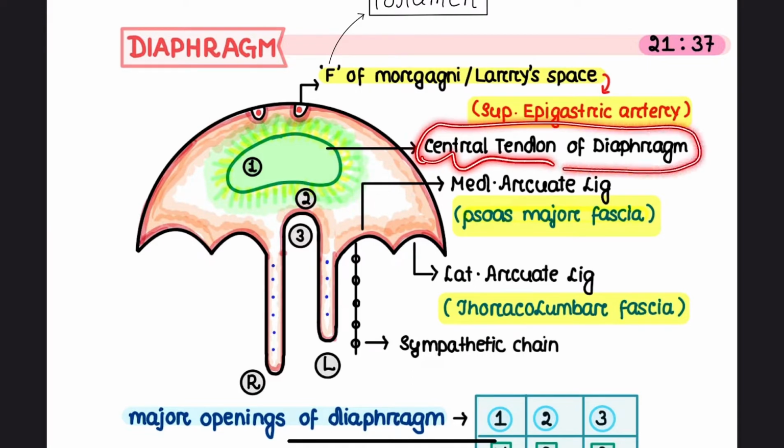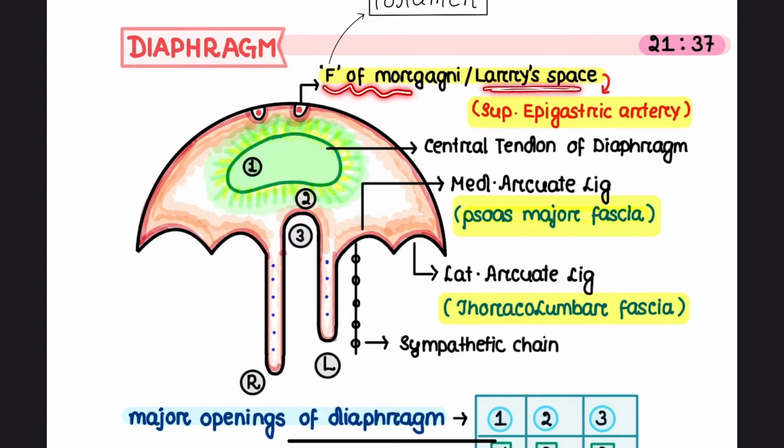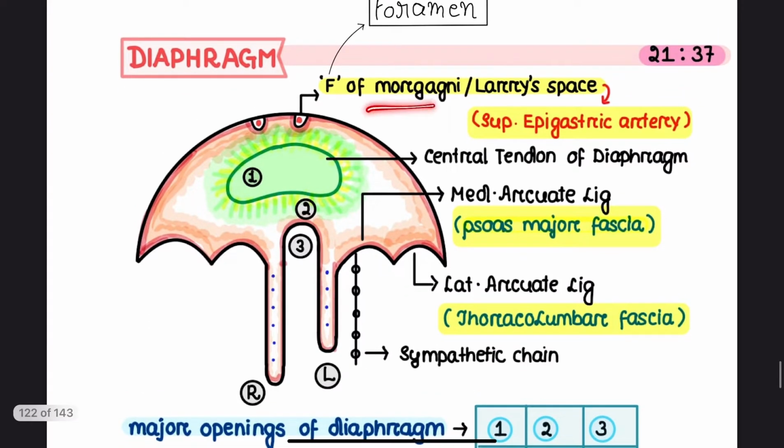So when the muscular fibers from all sides fuse or merge, they merge into a common tendon or the central tendon of the diaphragm, right? And on the superior side, you have the foramen of Morgagni or the Larrey's space, from where the superior epigastric artery and, I'm sorry, the superior epigastric veins pass, basically the vessels, right?